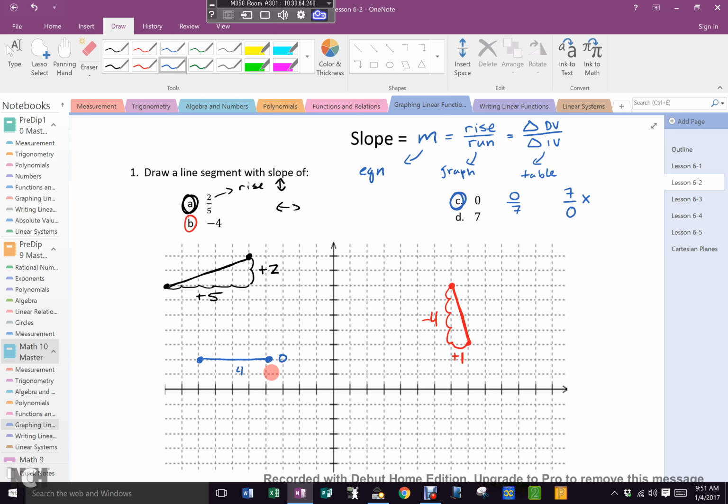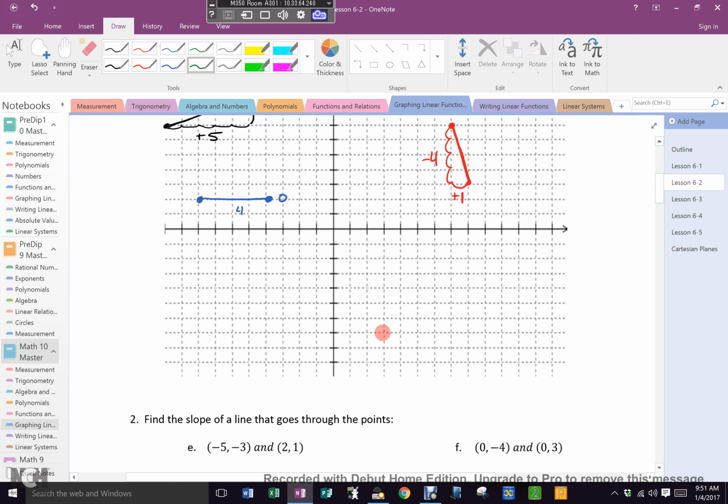Understand? And the last one is 7, which I will do in green. So I choose a point on the graph. And I need it to be 7 over 1. So I go up 1, 2, 3, 4, 5, 6, 7, and I go over 1. And it makes a very steep line, which is +7 and +1. Is everybody good? Is everybody good? Can everybody do this?